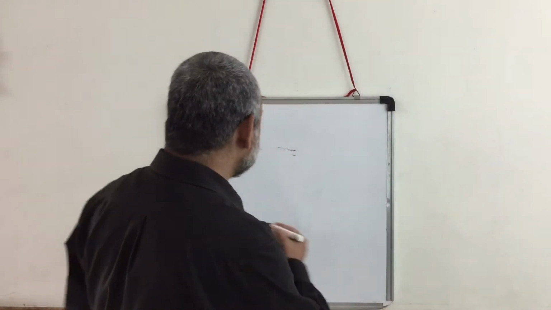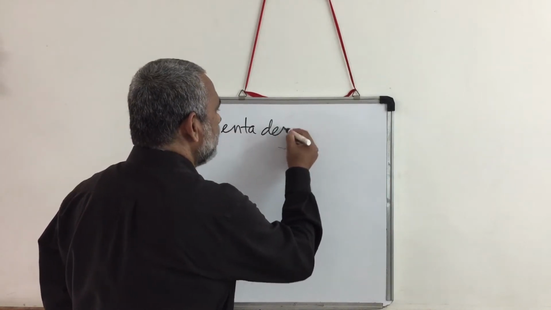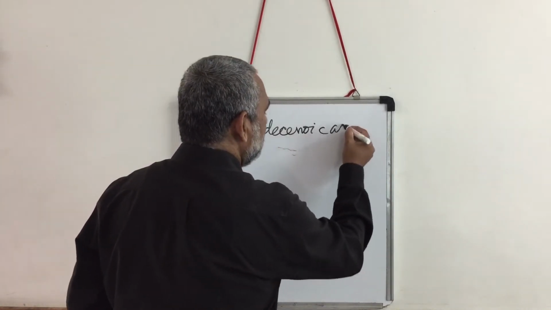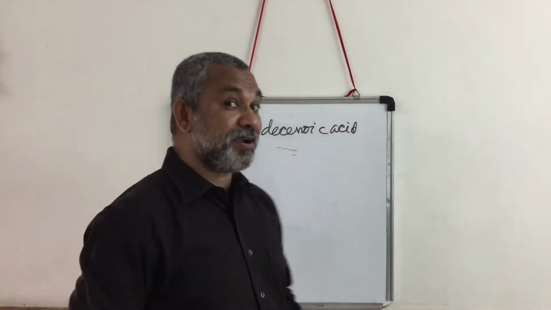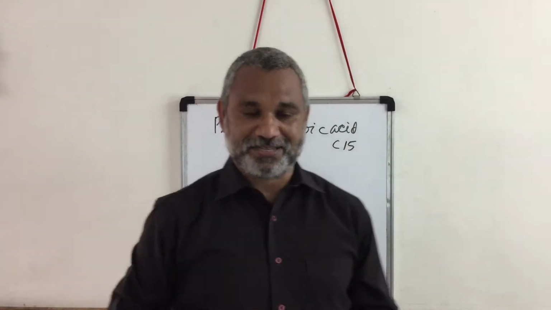In an earlier video, we have dealt elaborately with the oxidation of a saturated fatty acid, that also an even numbered fatty acid like palmitic acid, 16 carbons. But we also consume odd numbered fatty acids. So let us take a fatty acid pentadecenoic acid. This pentadecenoic acid has got 15 carbon atoms, C15.